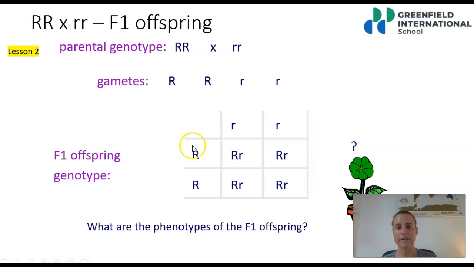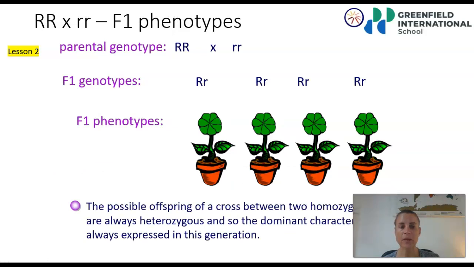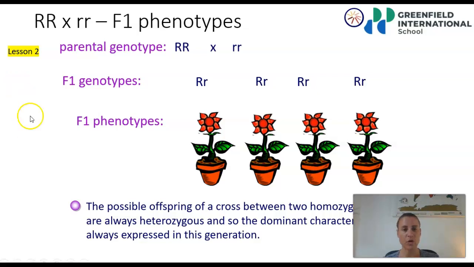Okay, so we now have 4 heterozygous offspring. What would be the phenotype? What would be the physical characteristic? All right, a bit of a clue here. The possible offspring of a cross between 2 homozygous parents are always heterozygous, and so the dominant characteristic is always expressed in this generation. So in this case, we would see that each flower is red. Okay, so that's the F1 generation. When you have 2 homozygous parents and they breed, then the next generation is the F1 generation.